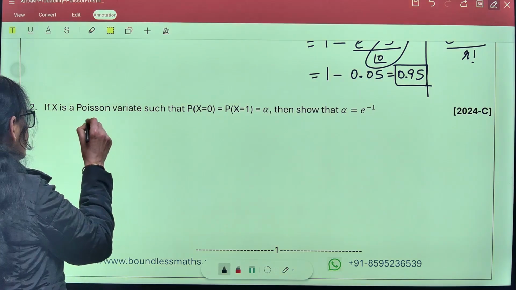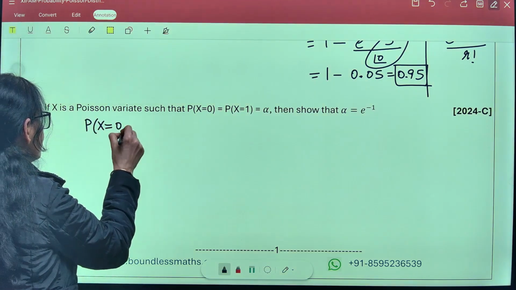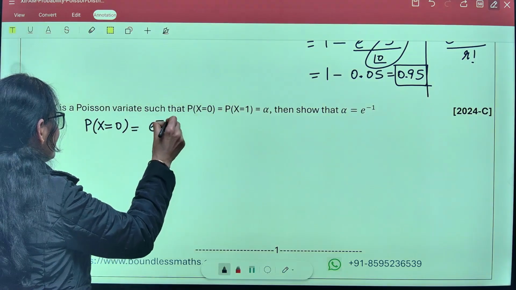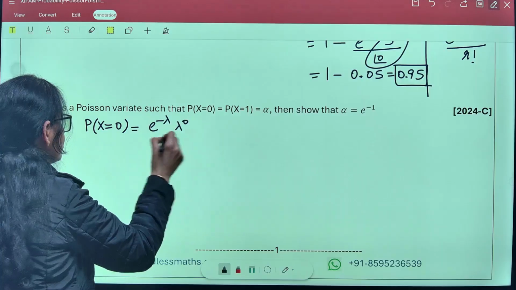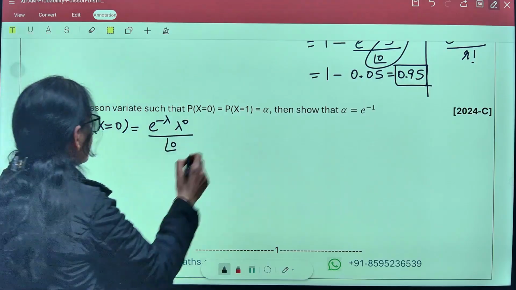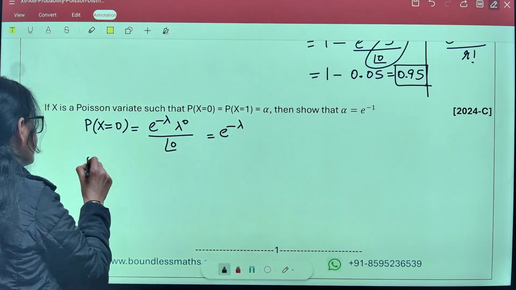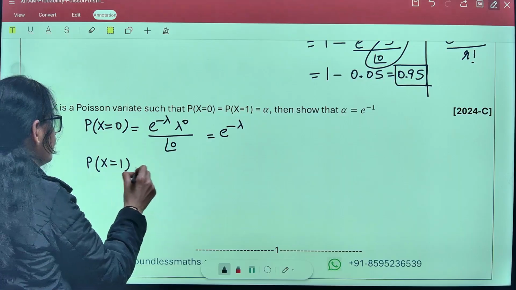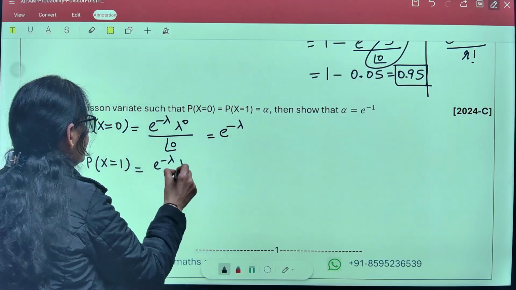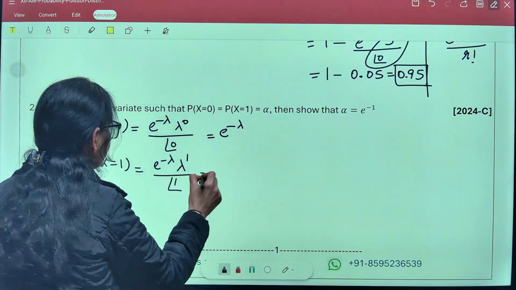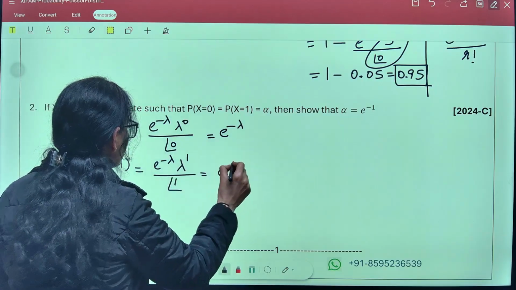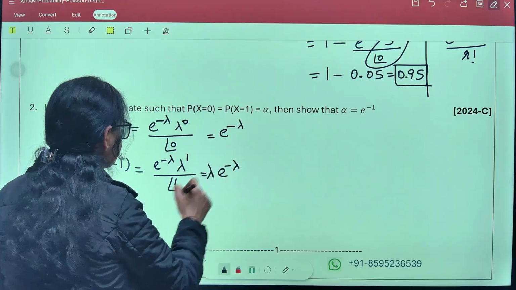Now let's put the formula for P(x = 0). So it is e raised to power minus lambda, lambda to the power 0 upon 0 factorial. And this comes out to be e raised to power minus lambda. Next, probability of x equal to 1 will be e raised to power minus lambda, lambda to the power 1 upon 1 factorial, and this comes out to be e raised to power minus lambda into lambda.